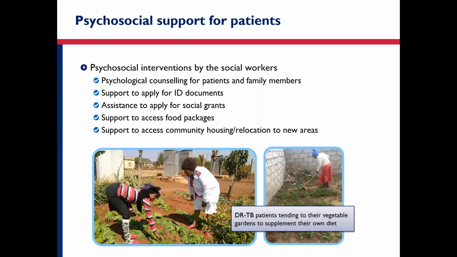There we can see one of the nurse coordinators and patients tending to the vegetable garden. So all of this was done by the support and the intervention that was critical to supportive care and psychosocial care for patients. Next slide, please.